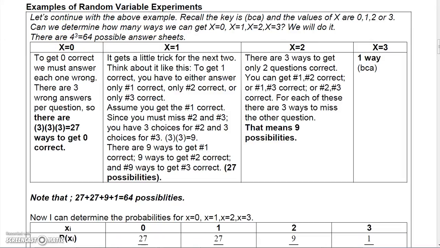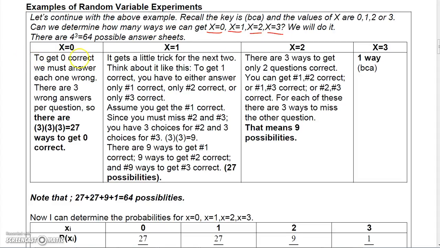Now, let's continue with the above example. All right. The key is BCA, and the values of X are 0, 1, 2, or 3. Can we determine how many ways X could be 0, X could be 1, X could be 2, or X could be 3? Let's do it.